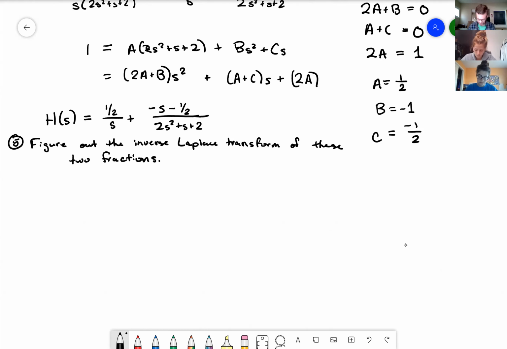All right, 2 thumbs up. So let's see if I can do this. The first one, this one's a little bit easier than the second one. So I'm going to get 1/2 over s. Well, we know what 1 over s is, so it'll just be 1/2 of that. So this will inverse transform, we'll write a little inverse Laplace above the arrow. This is just 1/2, right?